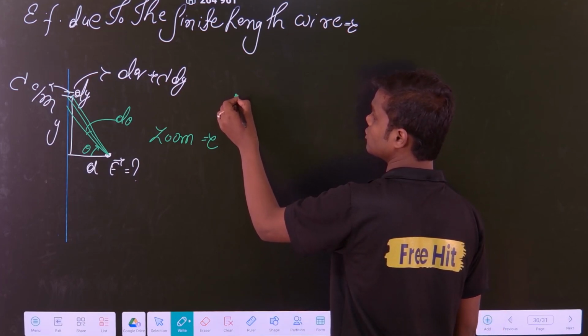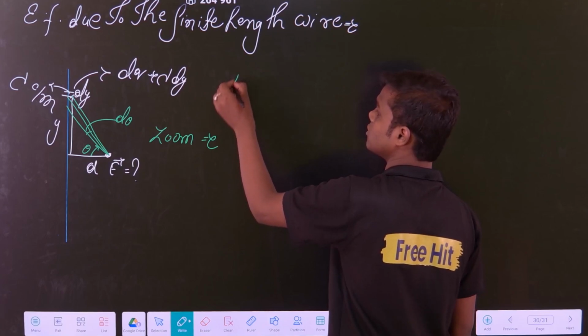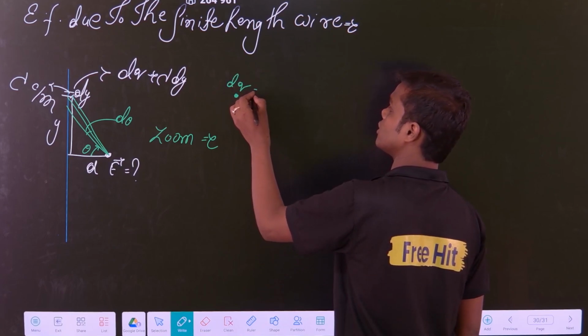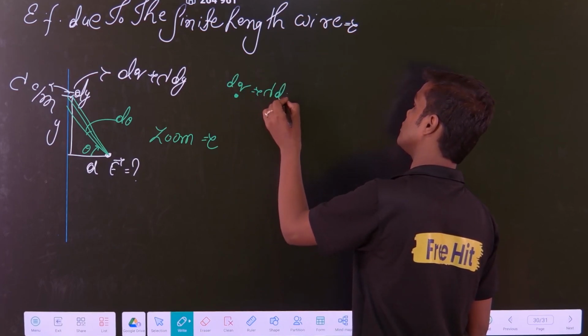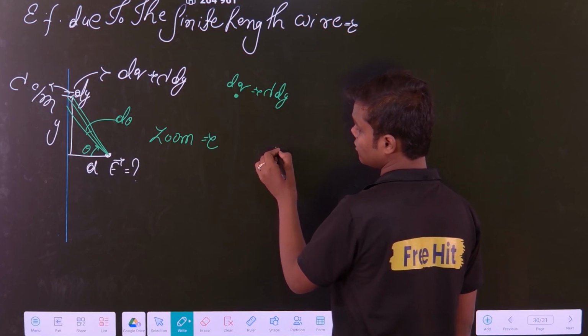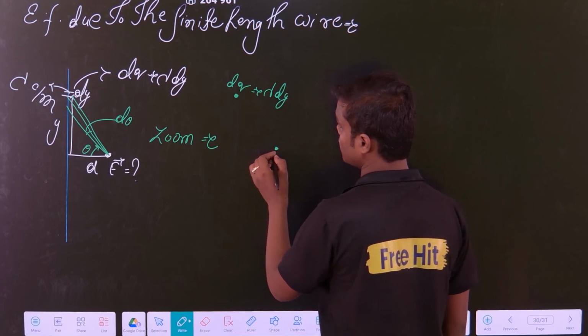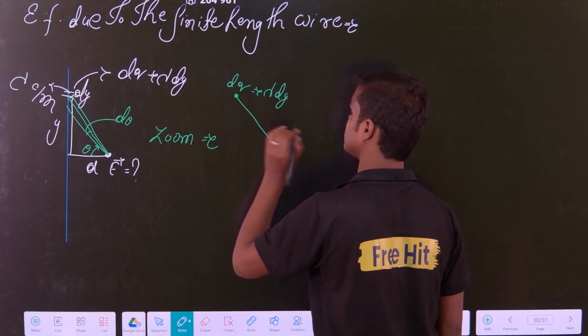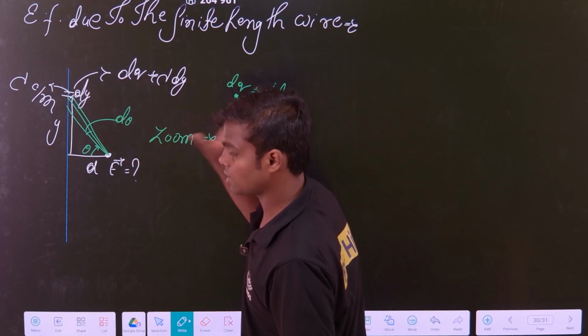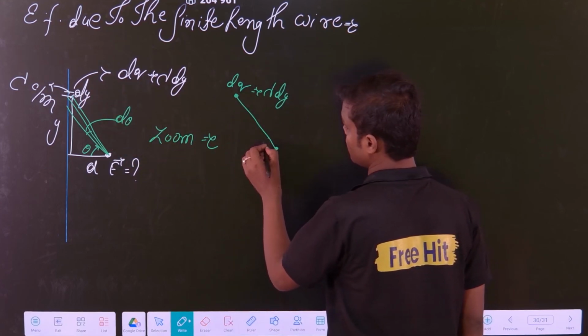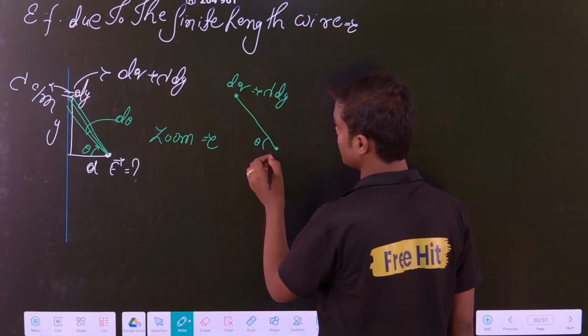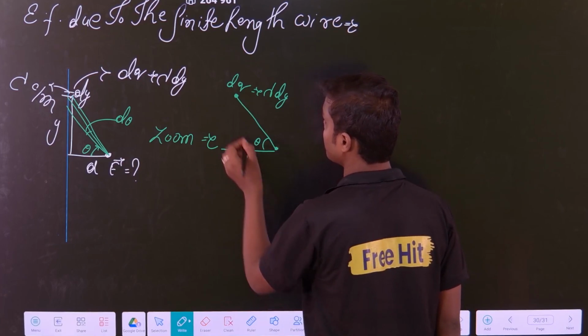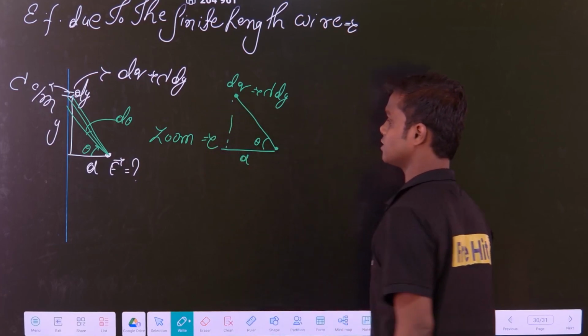there is a charged particle, that is dq, which is equal to lambda dy, correct. And there is a small point, this is my point, and some distance between them, that is not given, but this angle is theta, that is given, and this distance is d. Okay, this is the case.